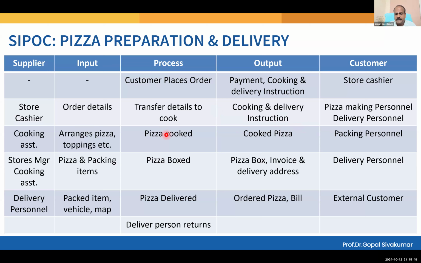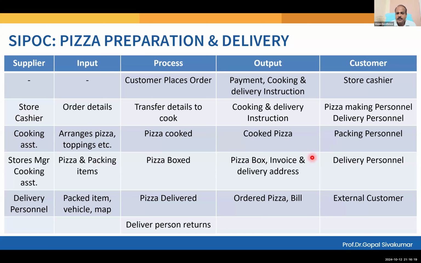But in order to prepare the pizza, the pizza base is required, the toppings are required, ingredients are required, which the chef himself can organize or he can get it done through his assistant. If he himself is doing it, he himself will become the supplier. Otherwise, his assistant will become the supplier. Do you understand? Very good. So supplier, input, process, output, customer, it goes like this.